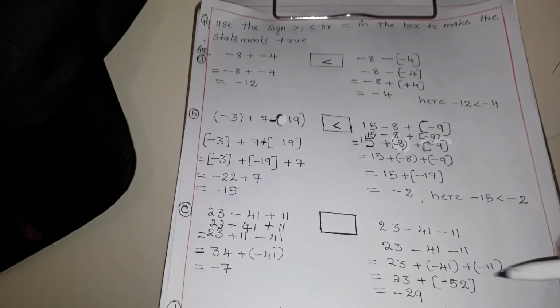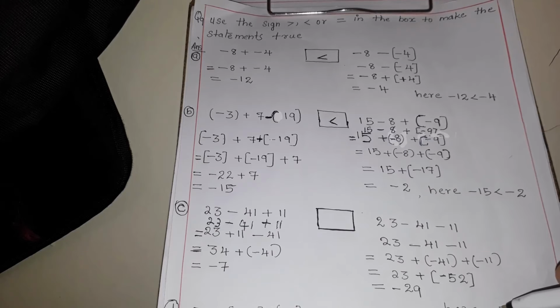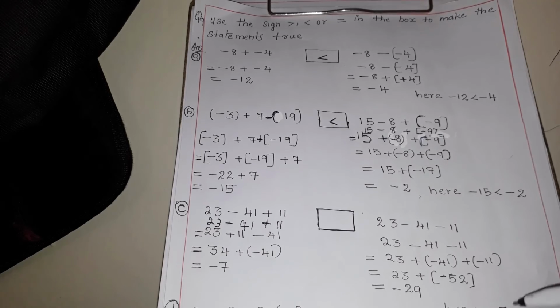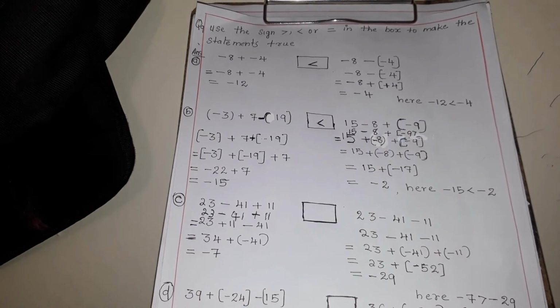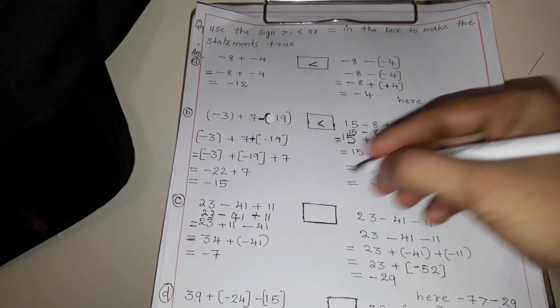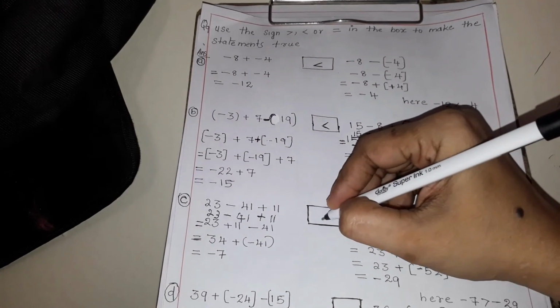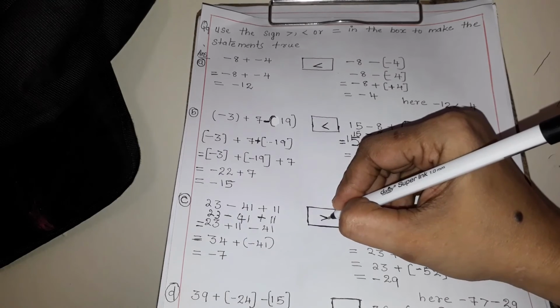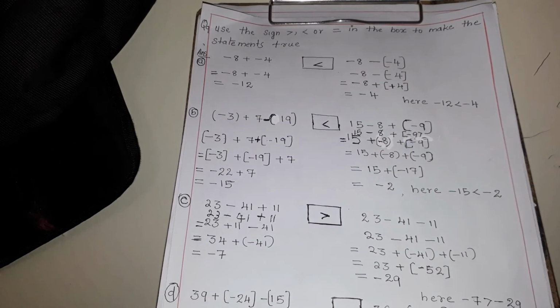Okay. Here 29, here minus 7 is greater than minus 29. So how can we write this? Greater sign.